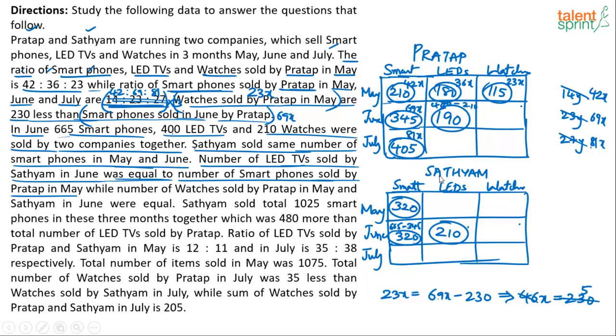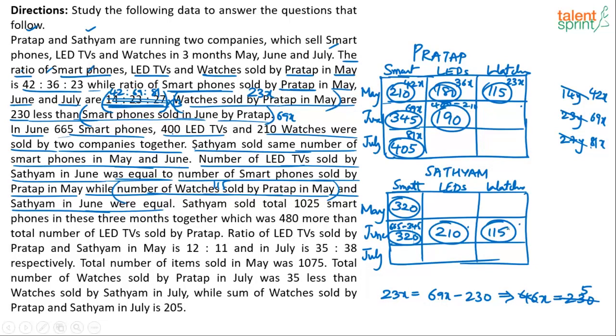Likewise, next part says the number of watches sold by Pratap in May and Satyam in June are equal. So number of watches sold by Satyam in June is equal to number of watches sold by Pratap in May. You're able to follow? How many watches have been sold by Pratap in May? 115. This 115 and number of watches sold by Satyam in June are equal. So if this is 115, number of watches sold by Satyam in June is also 115.